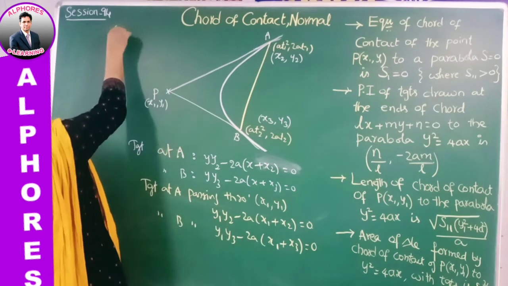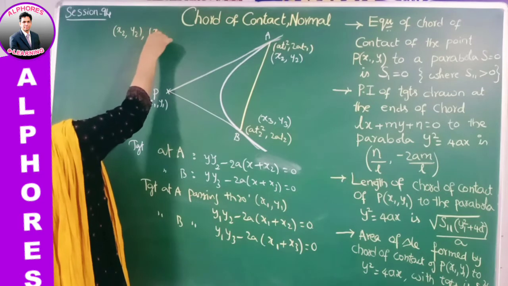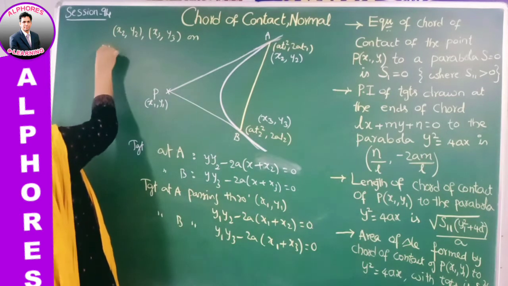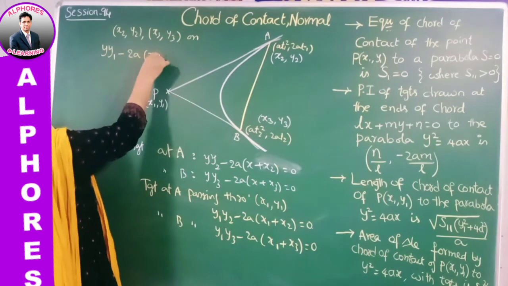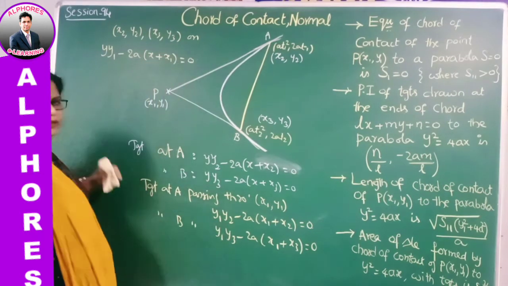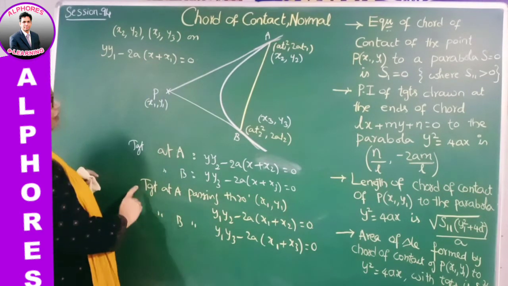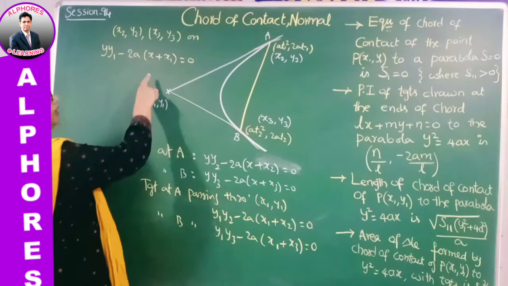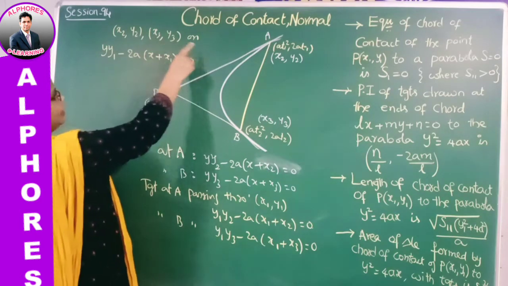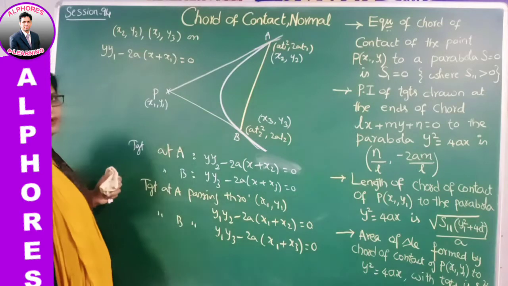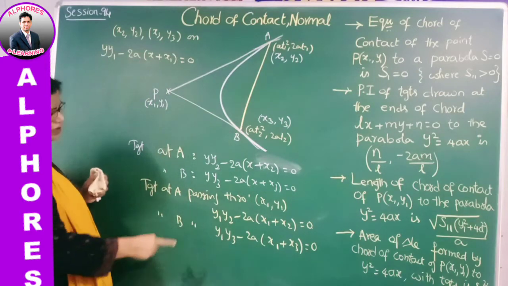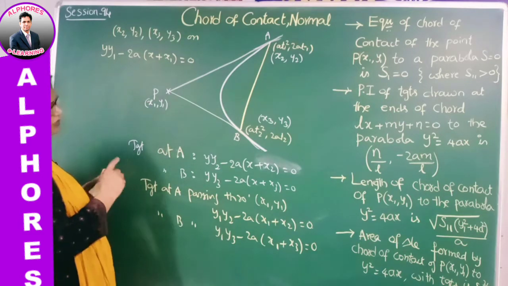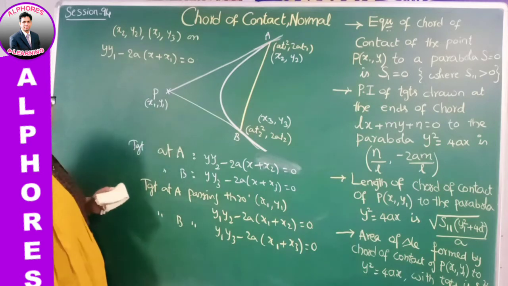Now we can say clearly that the points x2 comma y2 and x3 comma y3 both lie on the line y1 y minus 2a into x plus x1 equal to 0. Therefore, students, we can observe that the equation of the chord of contact of the point is S1 equal to 0, because these two points are the endpoints of this chord and are on this line, satisfying it. Hence this is our equation of the chord of contact, S1 equal to 0.